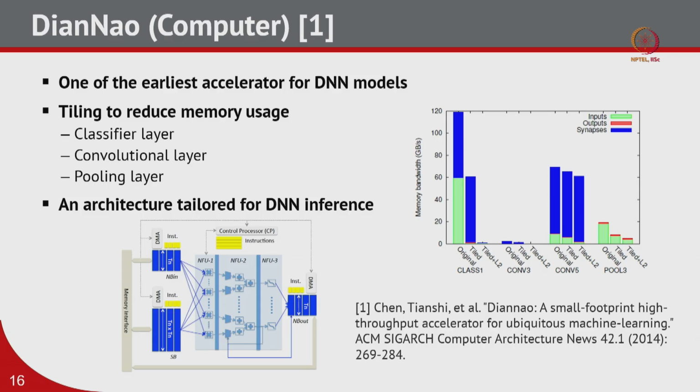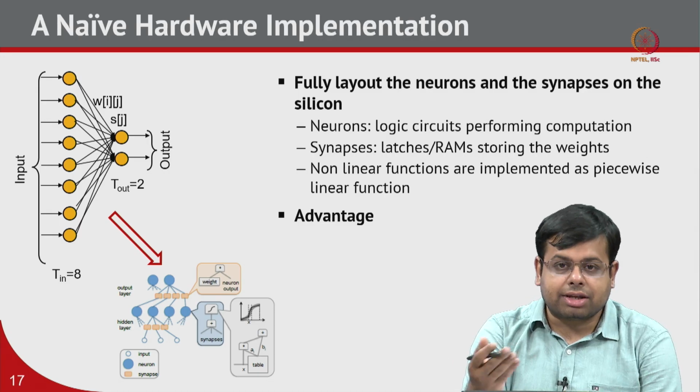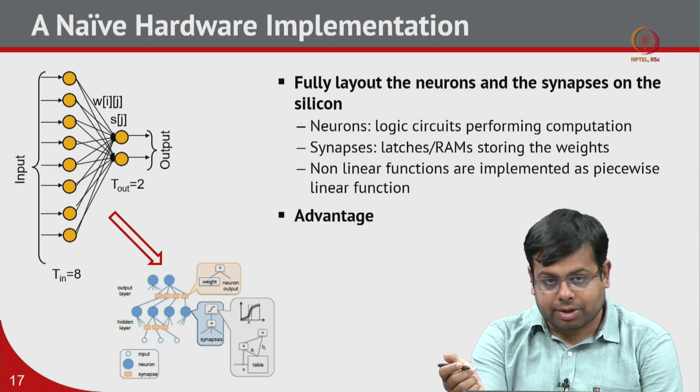So, this was the result we saw: as a result of tiling, the memory bandwidth required for input activations becomes very low with respect to the case where there was no tiling. And if we use tiling plus L2 cache, then the memory bandwidth requirement for the synapses, which are nothing but the weights, also becomes low, right. So, now we will see more details of the hardware implementation.